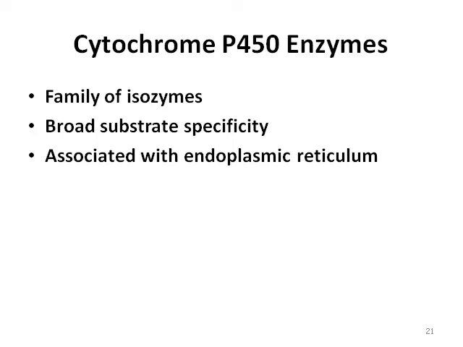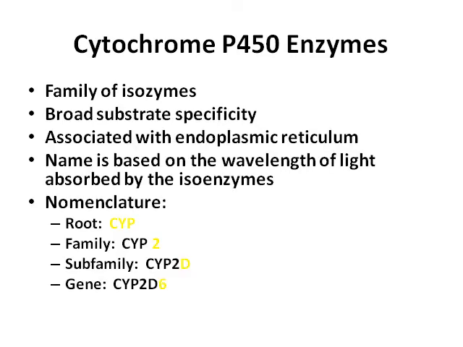The enzymes themselves are associated with the endoplasmic reticulum of the cell. The P450 name comes from the wavelength of light that is absorbed by these enzymes. When we describe these, the root starts with CYP, then a number which indicates which family of isozymes it's in. Then there's a subfamily indicated by a letter, and then the specific gene, which has a number. So CYP2D6 would be the cytochrome P450 family 2, subfamily D, and the 6 would be the gene.